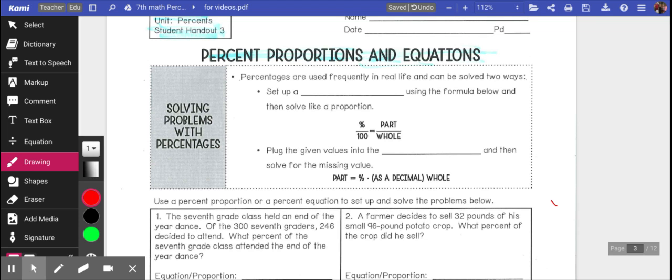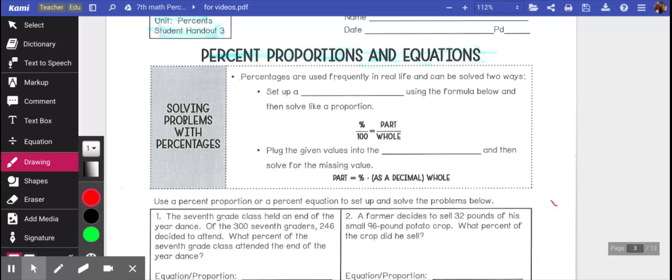Okay, the next lesson is getting started on solving some word problems that have percentages in them. Percentages are used very frequently in real life. If you watch the news or read anything, you'll realize how often they're used. And they can be solved a couple different ways.